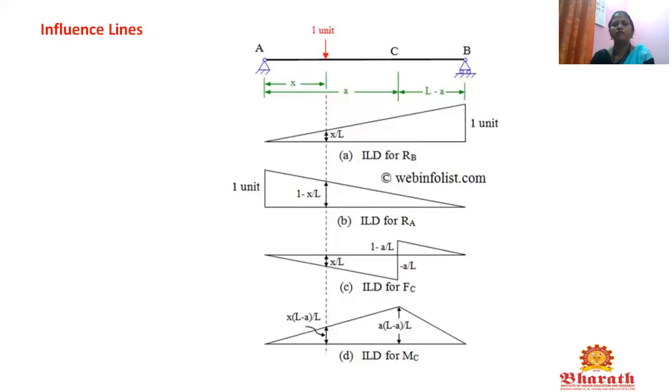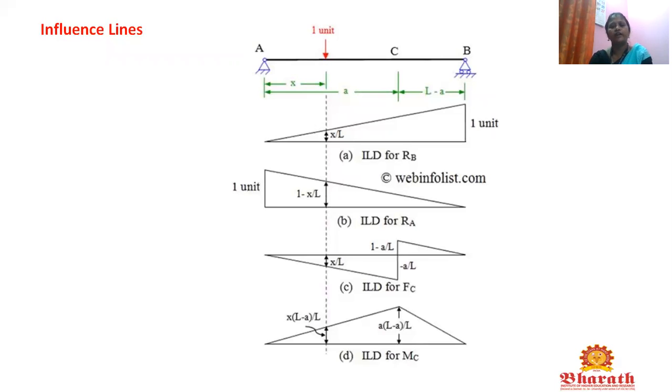Next, coming to the influence line diagram for reaction A. We have to find the reaction at A. If we calculate, we get the reaction at A as 1 unit, and in this picture they have drawn the influence line diagram for reaction A. Next we come to the unit load point. We know the reaction at A is 1, so it is 1 minus x by L. So this is the influence line diagram for reaction A.